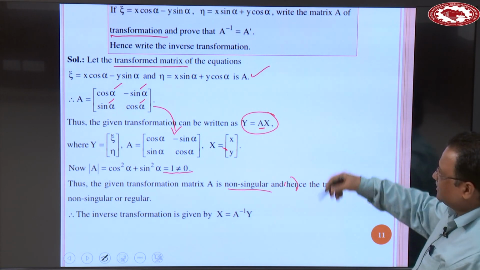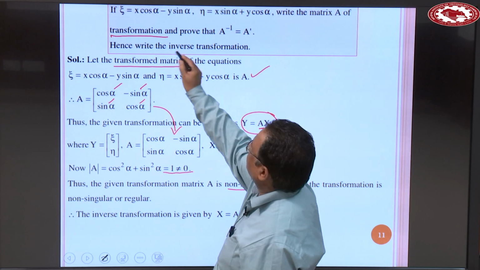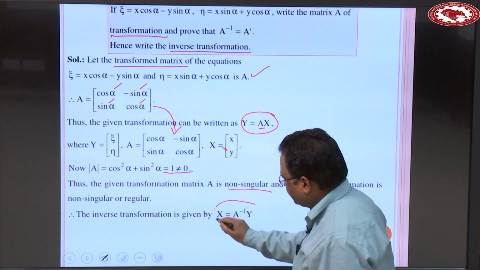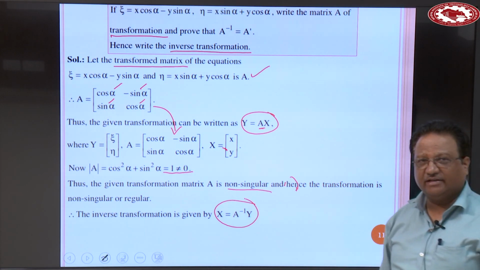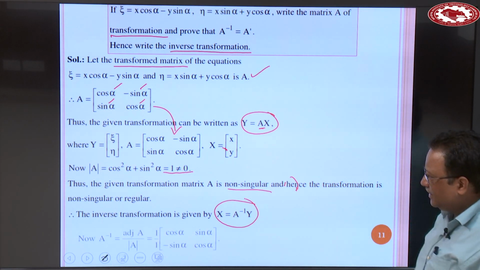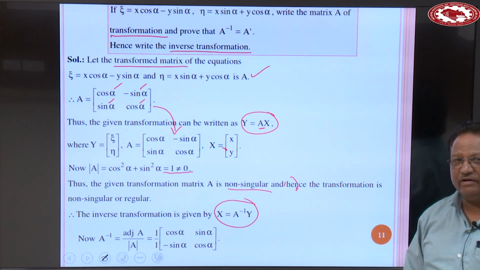Now in this case, how can we find the inverse? We need also the inverse transformation. The inverse transformation is given by x is equal to A inverse y. We need A inverse, so first calculate A inverse. A inverse is adjoint A over determinant A.